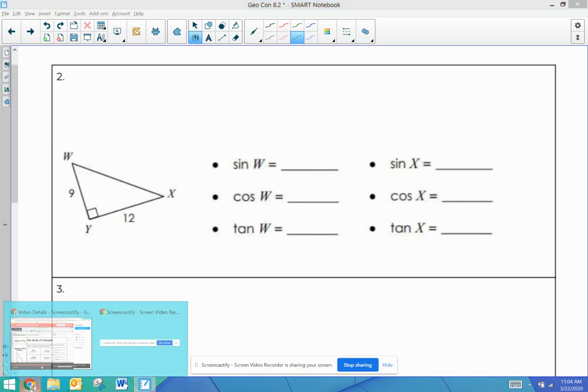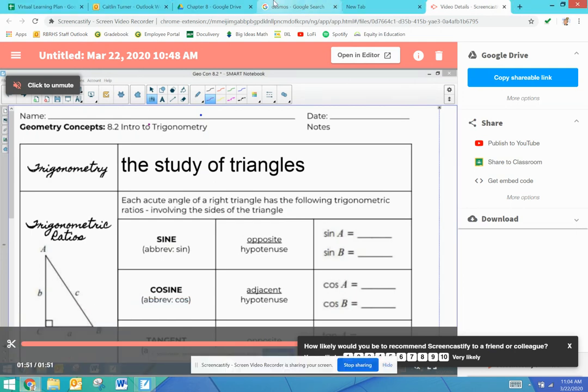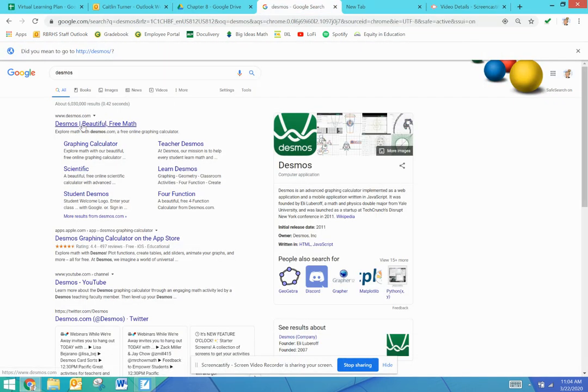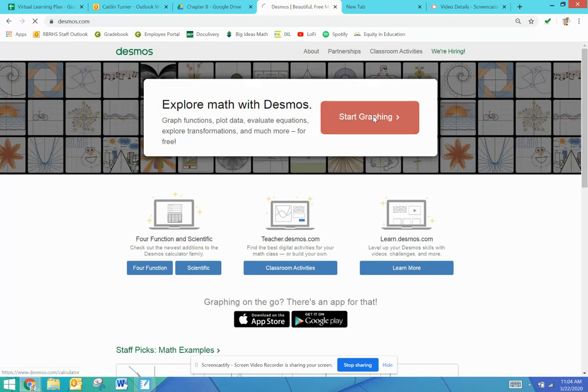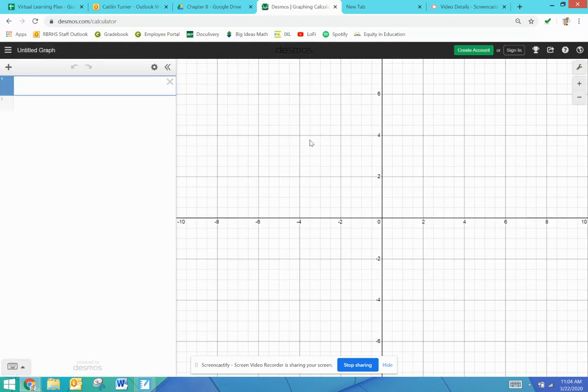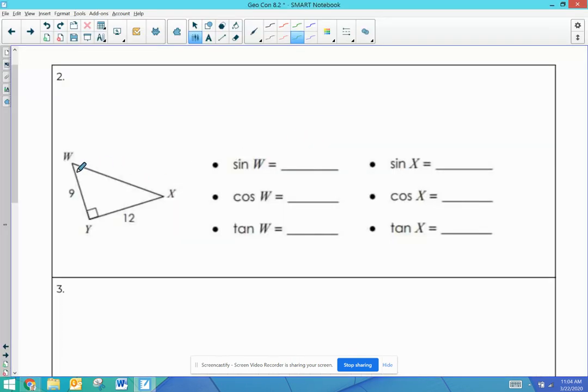So what that tells me is that I need to go to Desmos, or you can use your calculator app. I'll show you how to use Desmos. That might be helpful. So it's 9 and 12. Okay, so I know that this is A, B, and C. A little review: A squared plus B squared equals C squared. So 9 squared plus 16 squared equals C squared.